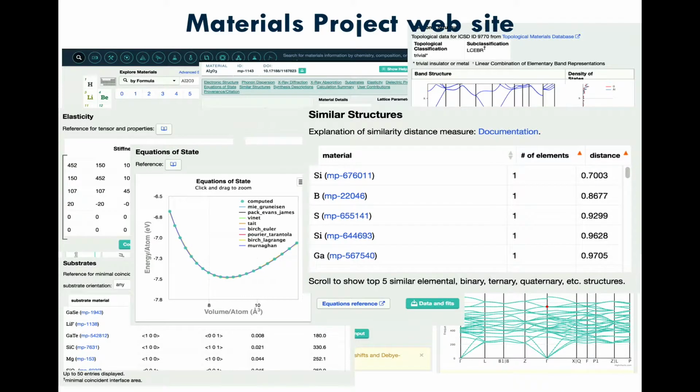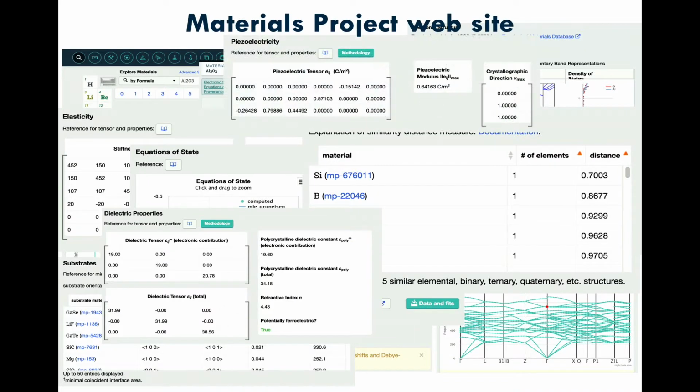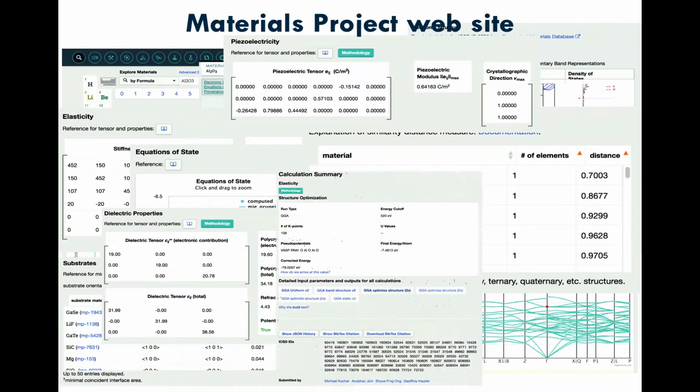Similar structures, which is very useful if you have a structure and you like the structure for whatever topology is in there, but you want a different chemistry. Let's say you don't want it to contain lead or some toxic element. This gives you an idea what other systems there are that have similar structures, the same kind of connection between different tetrahedra or octahedra, but with a different chemistry. Dielectric tensor. Piezoelectric tensor, if it's a polar material, and lastly, a calculation summary, which tells you all the gory details about how these properties were obtained.